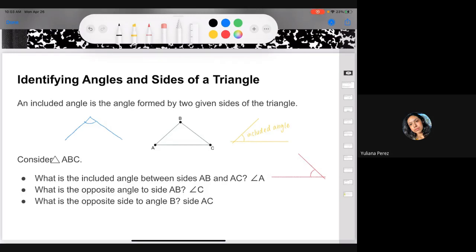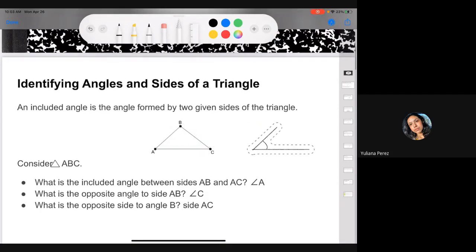So an included angle is basically an angle formed by two sides. For example, what is the included angle between AB and AC? Here we have AB. Here we have AC. So its included angle is A. We can see that right there. That's the angle that it creates. And so our included angle would be angle A.